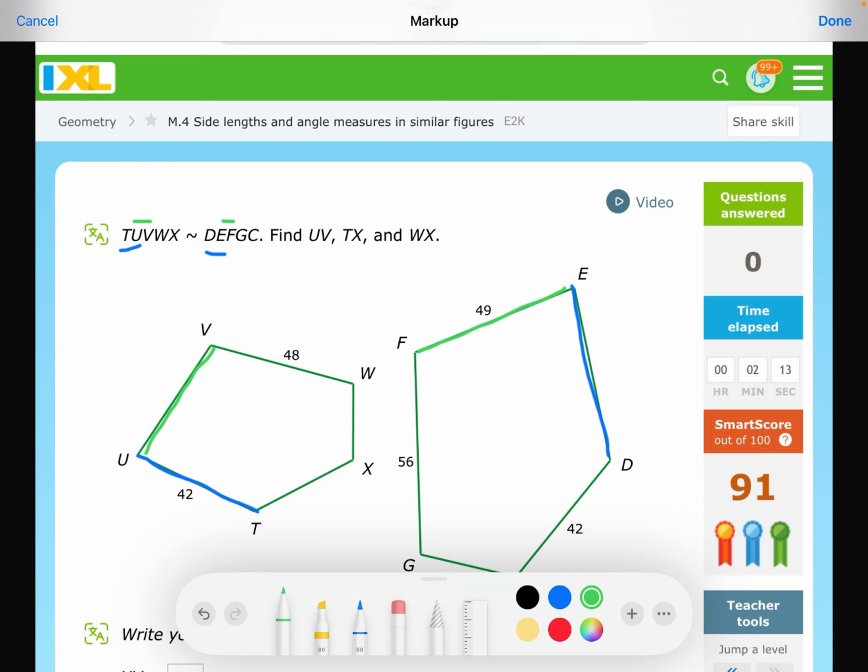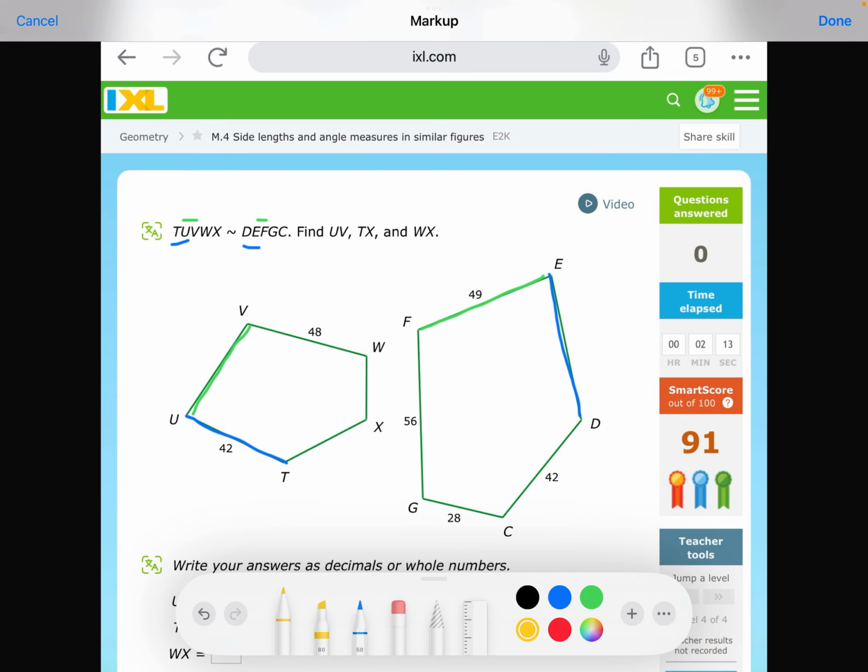And then from here, you can just follow the order of the shape. So next one will be yellow. Next one after green is yellow. After the yellow, I'm going to mark it with red. And then I guess we'll just use black for the last one. Okay? So now I know what goes with what. And they want me to find these three things: UV, TX, and WX.